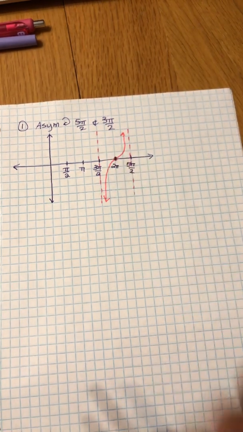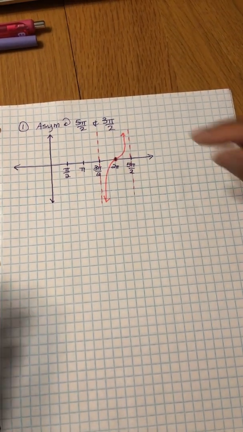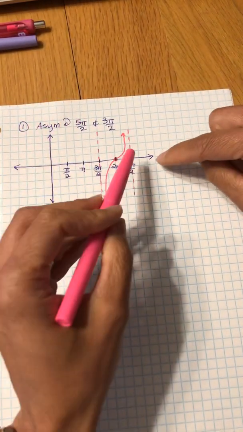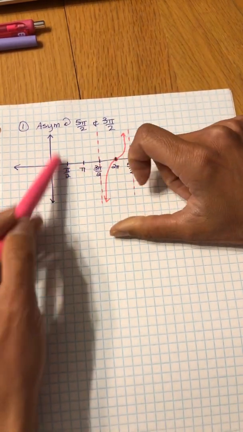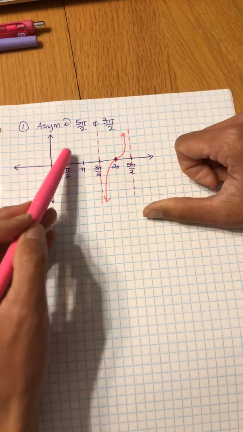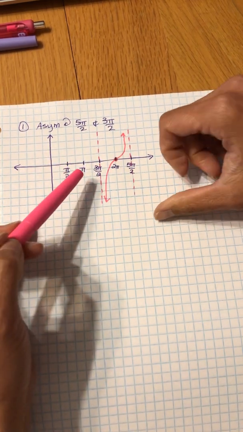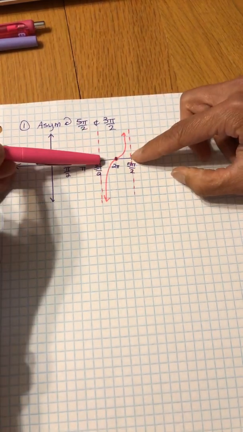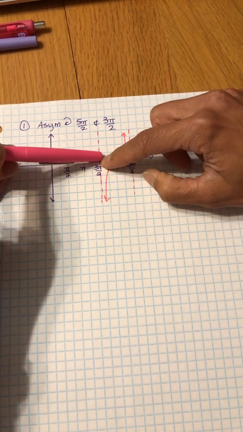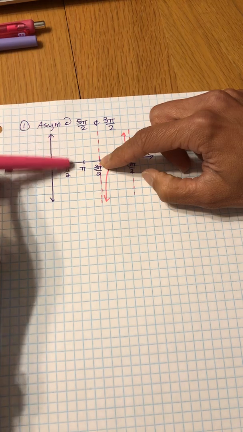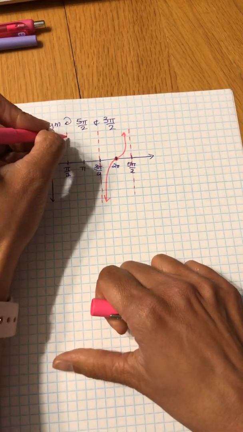I need 2 cycles. So I need to figure out where another asymptote would go. I could keep going to the right, or I could go backwards and go to the left. I'm going to go to the left since I don't have to draw any more graph. I could just go this way where I have some graph that I could use. And I know that these 2 asymptotes are 2 units apart. So let's go 2 units apart in the other direction. So that means I have another asymptote at pi over 2.